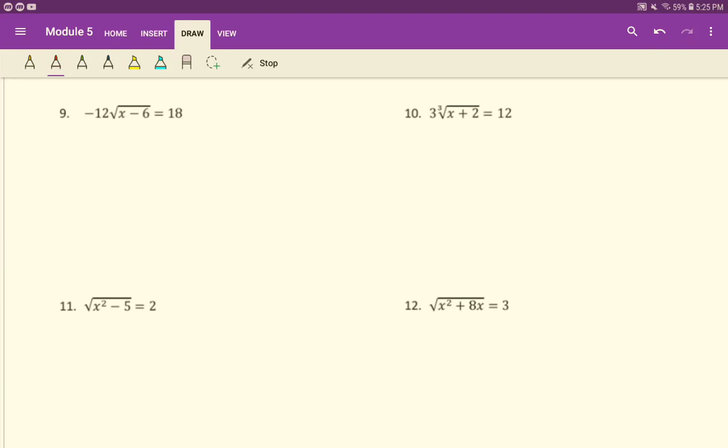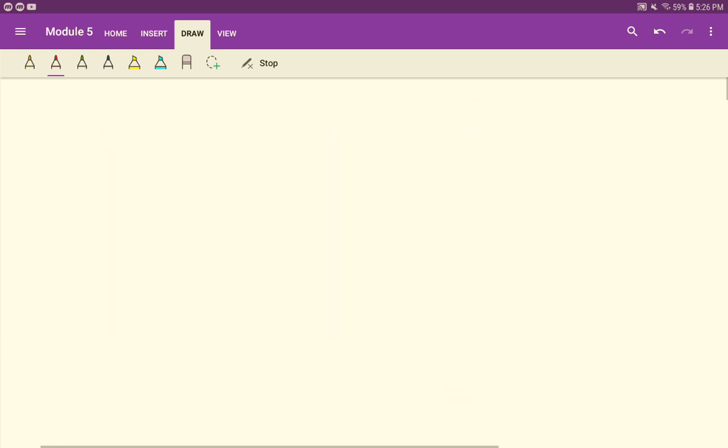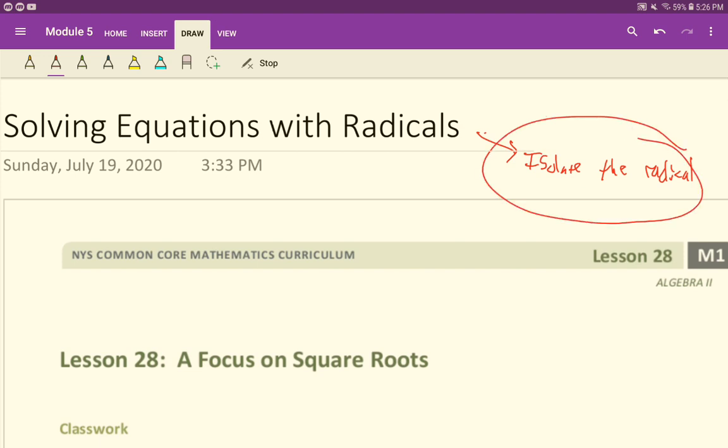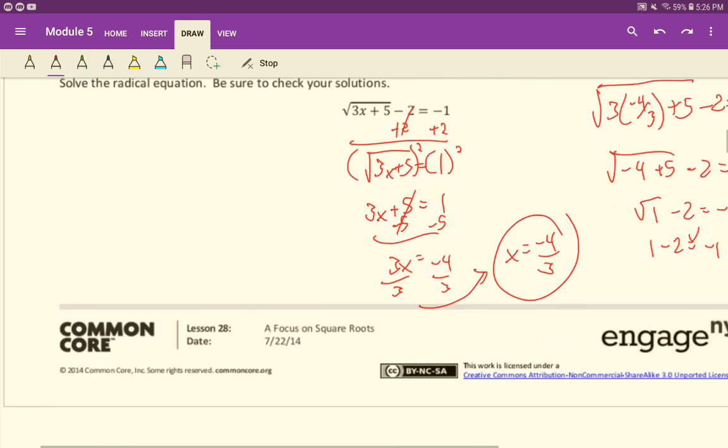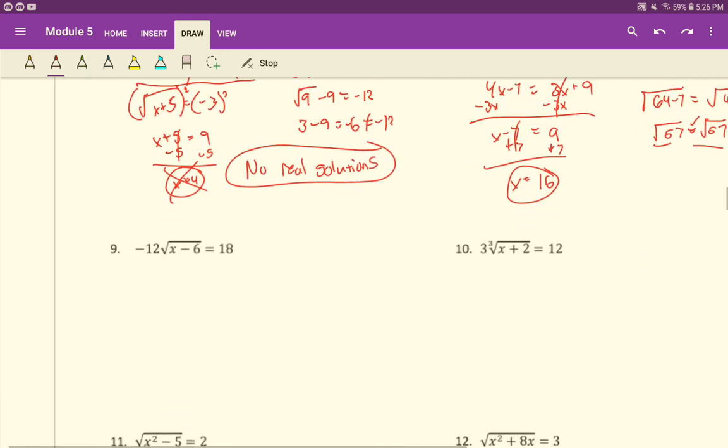Welcome back. We're going to continue our look at solving radical equations here, looking at exercises 9, 10, 11, and 12, and maybe more if we have time. Again, remember that our key strategy for all these is to isolate the radical, whether it's a square root, a cube root, or a fourth root, whatever the root is, we want to isolate that, get it by itself.